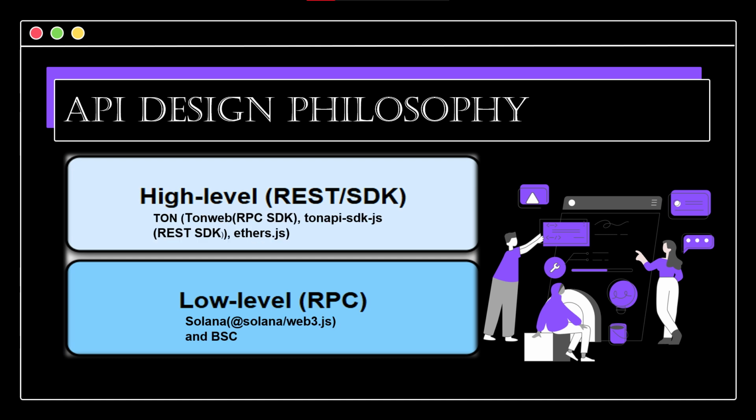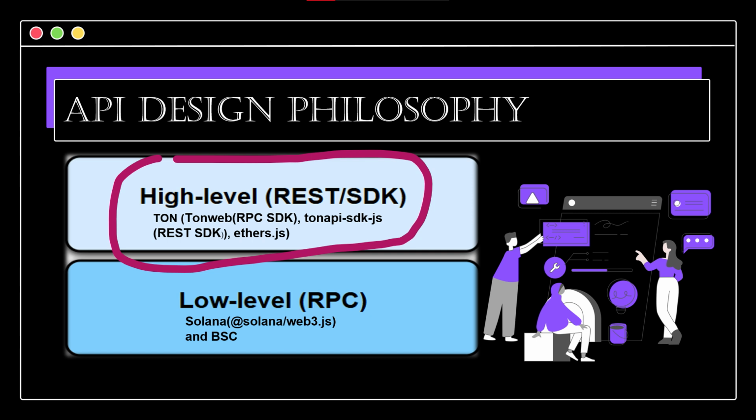Now, we can see the high-level REST SDK. It is built around clear noun-based endpoints like Jettons and balance. And you do not need to memorize the RPC method names and parameter structure. Now, this is a great way of onboarding beginners.